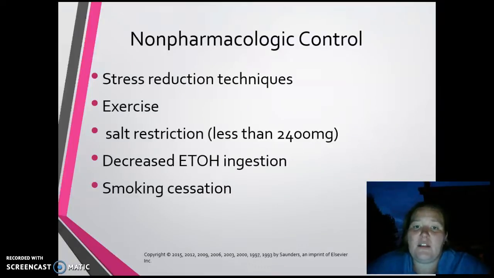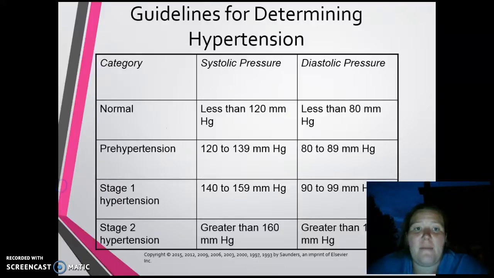So non-pharmacologic things that we can do to reduce hypertension are stress reduction techniques, exercise, salt restriction, decreased alcohol, and stopping smoking. So all of those things can help with hypertension and actually end up making it so people don't have to take their meds anymore. Eventually they can get back off those. Sometimes that's how it is with diabetes type 2 as well.